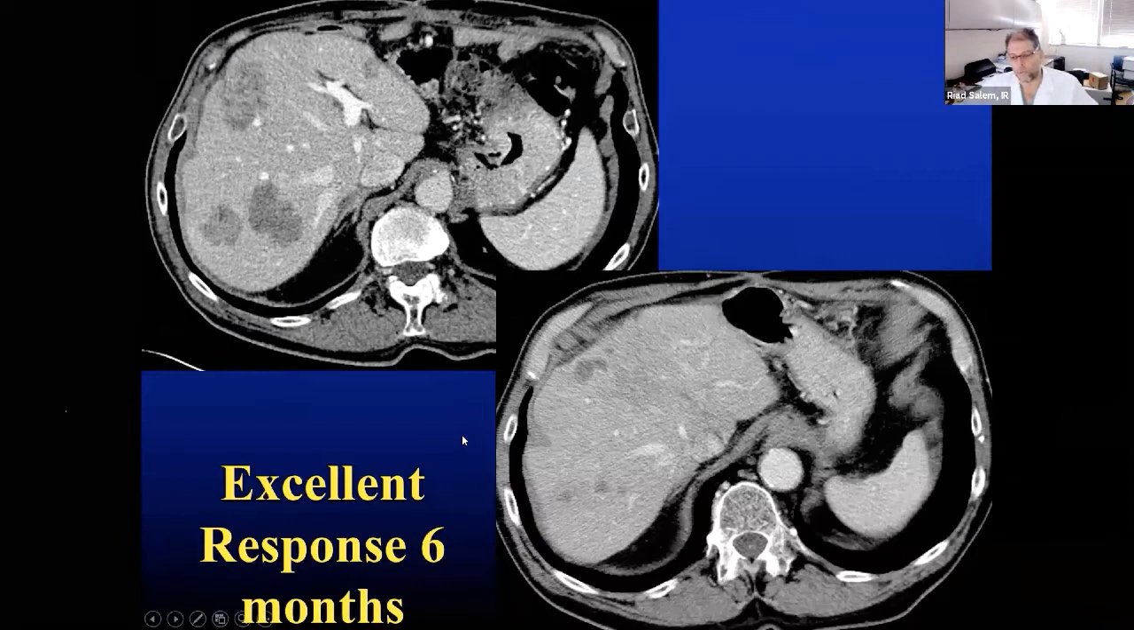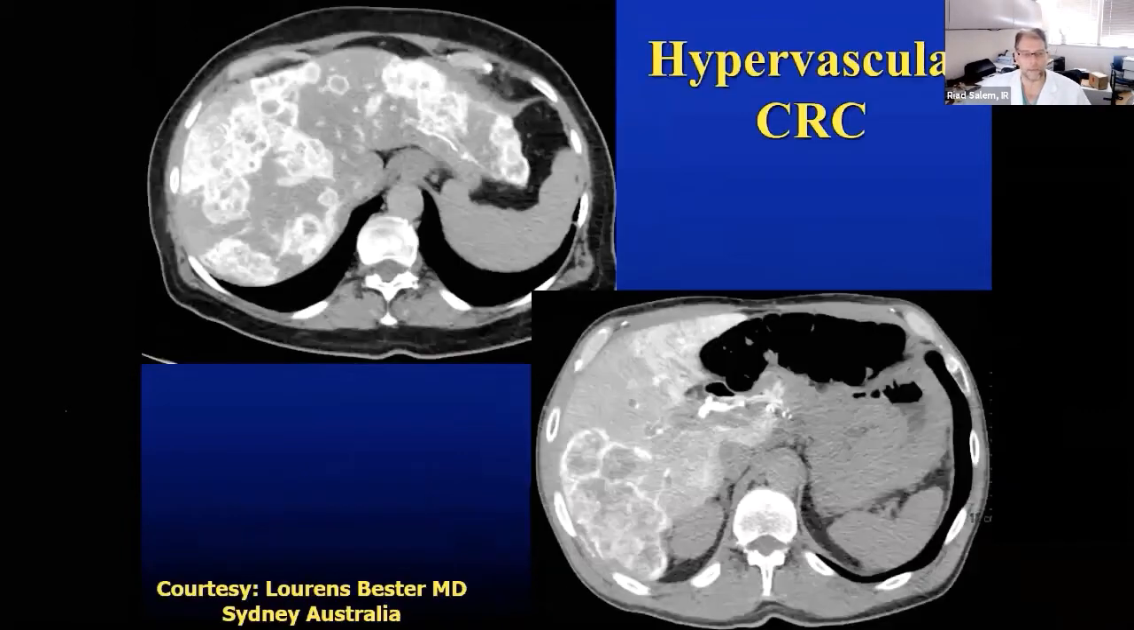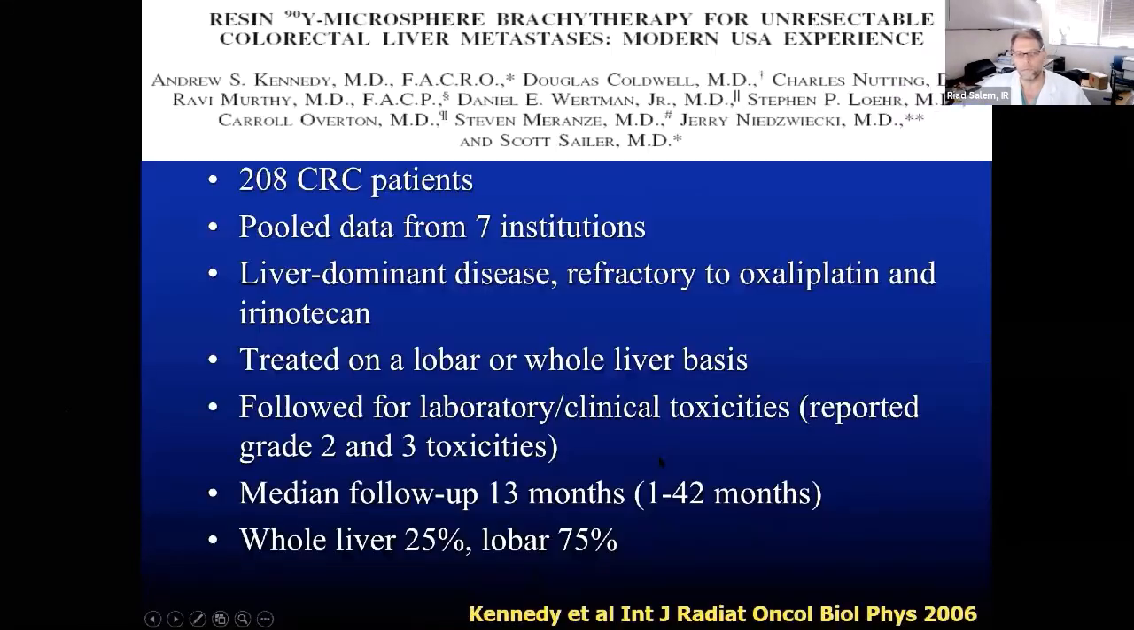Now, this may change with things like Avastin and other agents, but they are hypervascular, not as much as other ones, but they are clearly not completely hypovascular. And here's another example from my friend Lawrence Bester in Australia, hypervascular colorectal liver metastases. For context, I just wanted to show this paper.